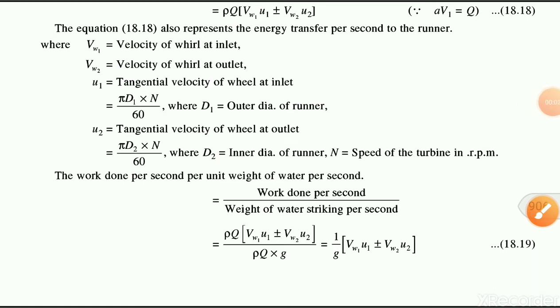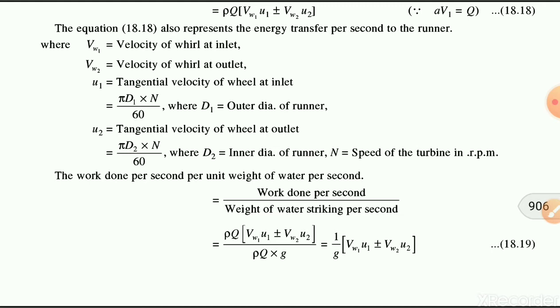The above equation can also be written as rho multiplied by Q multiplied by (Vw1 u1 plus or minus Vw2 u2), because area into velocity is equal to discharge. So we have replaced a into v1 with capital Q.